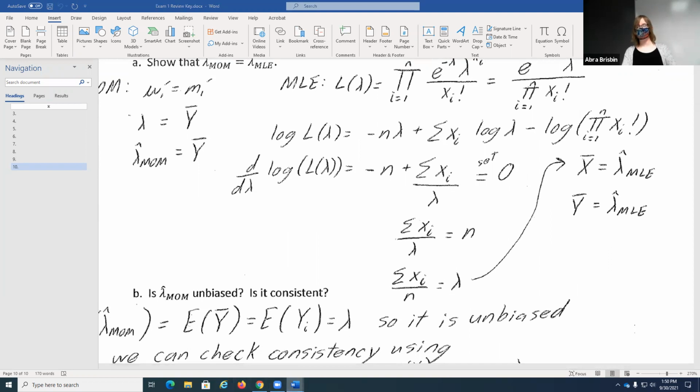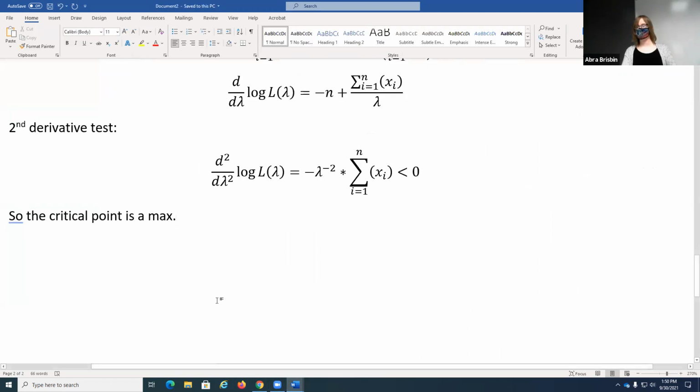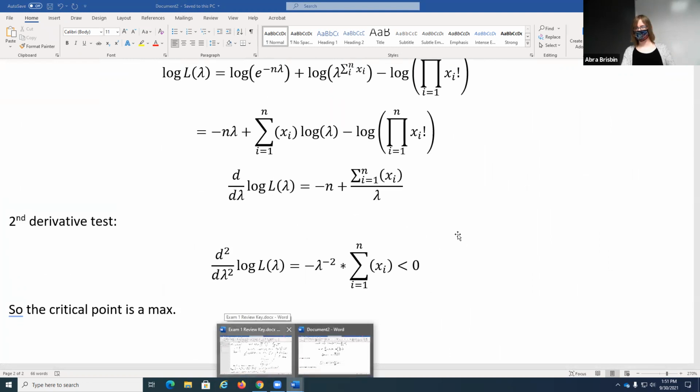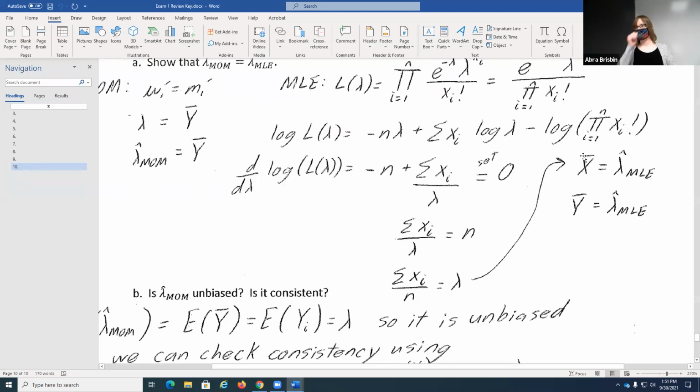So the other way you could do this, besides using the second derivative test, would be the first derivative test. So that would be draw out a number line with the maximum value that we found, so the critical point that we found, the X bar, and test a point on each side of it, plug those into the first derivative, and you want to see that on the left, the first derivative is positive, and on the right, the first derivative is negative. So the function log likelihood is increasing and then decreasing.